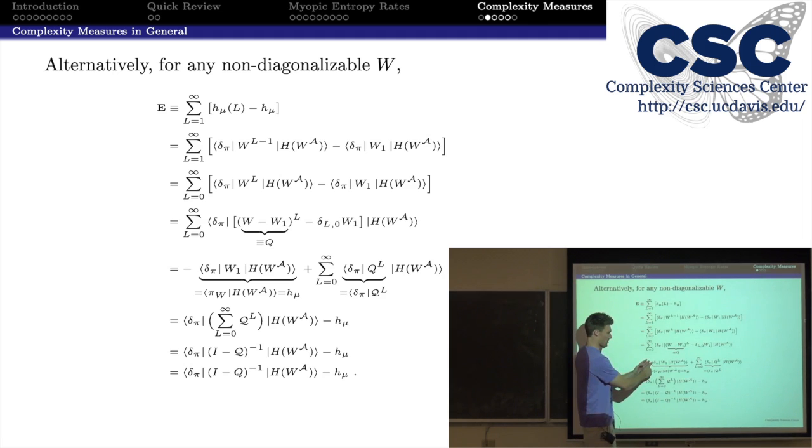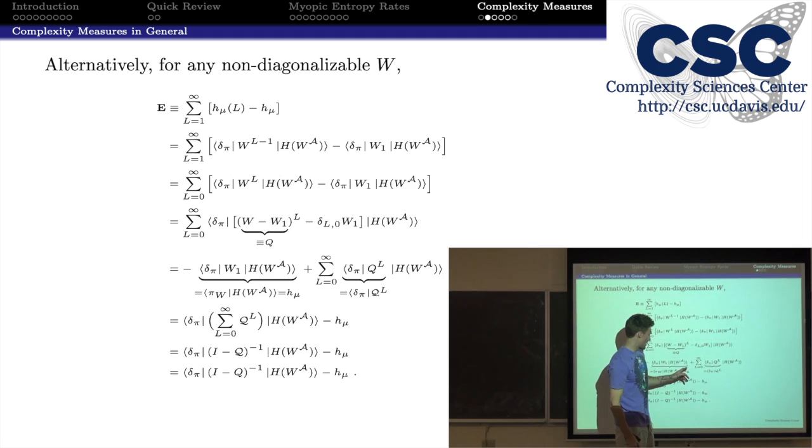Because if you start at the start state and you take it forward with W1, that takes you to the stationary distribution. And if you're in the stationary distribution and you observe the entropy, you're at the asymptotic entropy rate, H mu. Right?